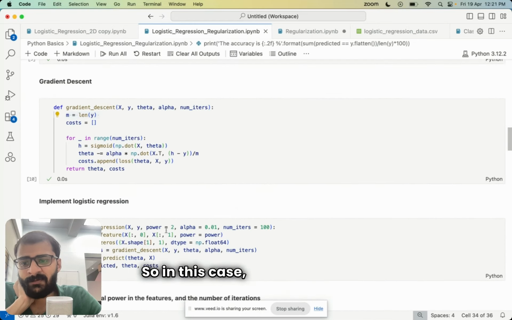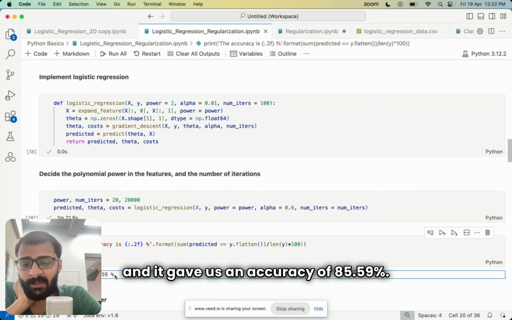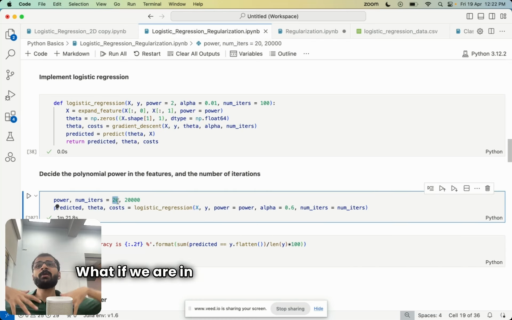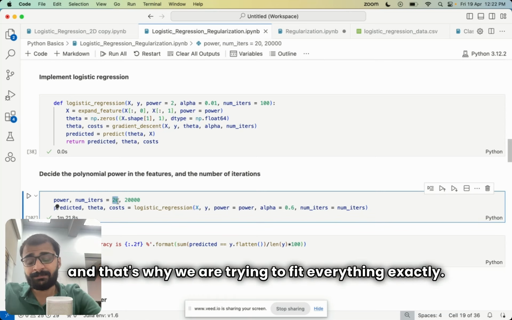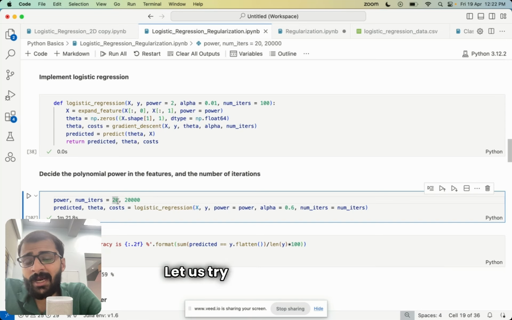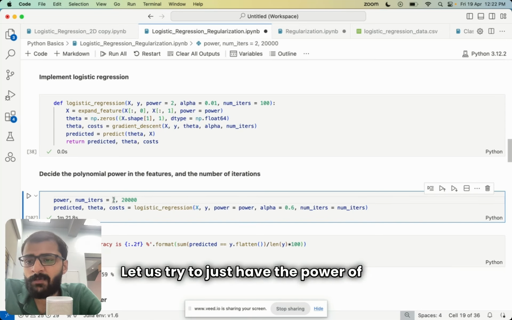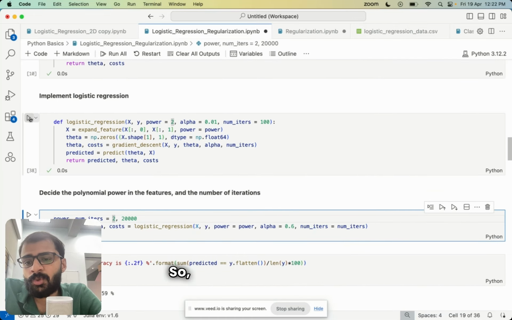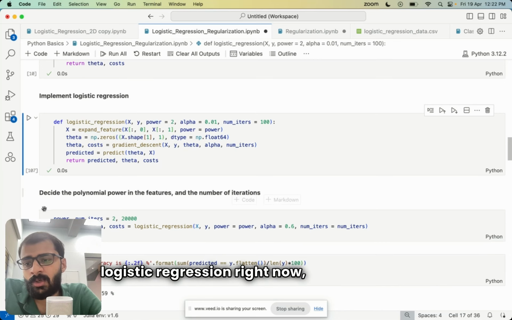So in this case, we used an order of 20, right, which is very, very high, and it gave us an accuracy of 85.59%. That also might have led to overfitting. What if we are in a huge high dimension space and that's why we are trying to fit everything exactly? Let us try to have just two. Let us try to just have the power of two here, and let us try to see the accuracy.